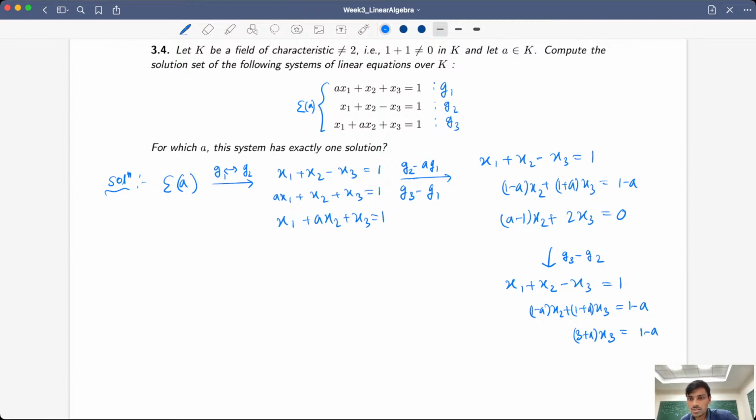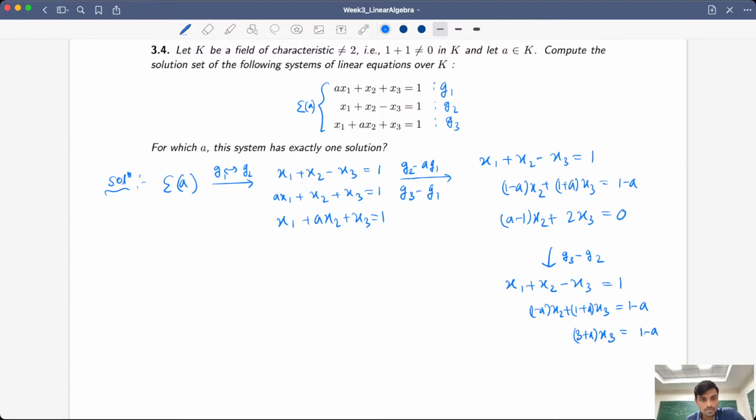Now see that from the last one, if we have a equal to minus 3, then a minus 3 is 0, so this is 0 on the left hand side, and this is 1 minus of minus 3, so this is 4. But the field has characteristic not equal to 2, so 4 is also not equal to 0. So on one hand you get this is 0 and this is non-zero, so this is not possible if you have a equal to minus 3.